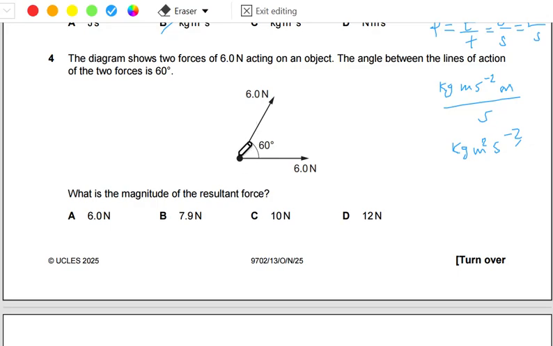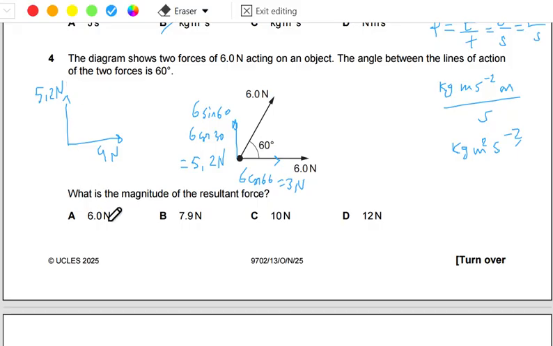We can resolve this 6 in horizontal and vertical direction, so it is 6 cosine 60 here, which is 3, cosine 60 is 0.5, and here it is 6 sine 60 or 6 cosine 30, which gives 5.2 Newton. Okay, so it simplifies to 9 Newton, which is 6 plus 3, and 5.2 Newton vertically.